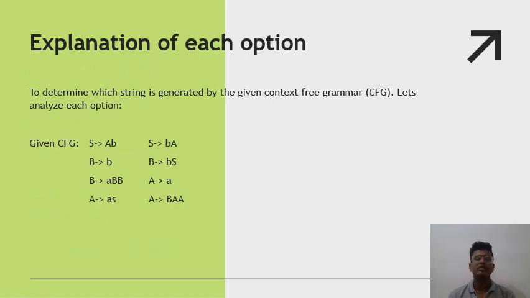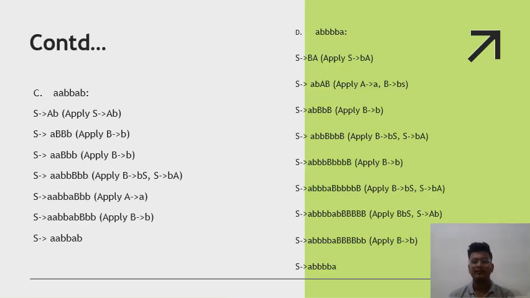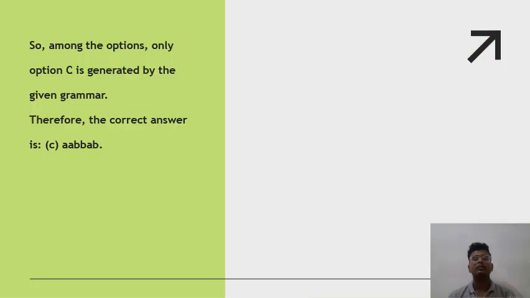To determine which string is generated by the given context-free grammar, let's analyze each option. Based on these context-free grammars, we will apply these production rules to the strings. By this we can conclude that among the options only C is generated by the given grammar. Therefore, the correct answer is C, AABBAB.